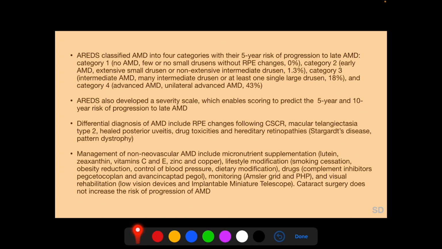Management of non-neovascular AMD include micronutrient supplementation with lutein, zeaxanthin, vitamin C and E, zinc and copper, lifestyle modification with smoking cessation, obesity reduction, control of blood pressure and dietary modification, drugs, particularly complement inhibitors, Pegcetacoplan and Avacincaptad pegol, monitoring with Amsler's grid and preferential hyperacuity perimetry, and visual rehabilitation with low vision devices and implantable miniature telescope. Cataract surgery has been found to not increase the risk of progression of AMD.